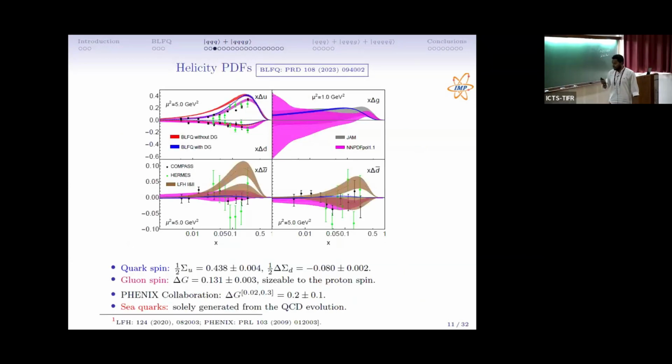Okay, so this is the helicity PDF based on our basis light-front quantization wave function. This is for quark helicity. This is for gluon helicity, and these sea quarks are solely generated by the scale evolution.